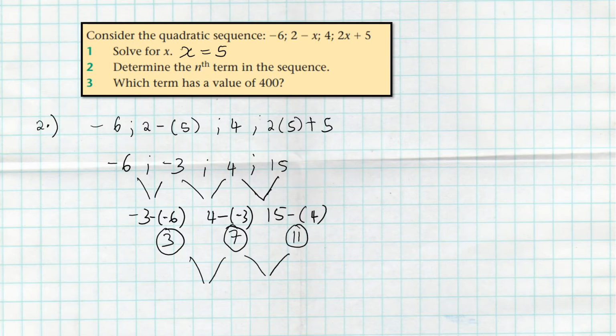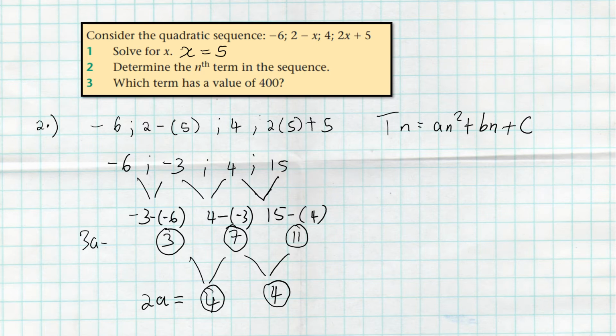Let's get our second difference. 7 minus 3 is 4. 11 minus 7 is also 4. So this is our second difference, and we can see that our second difference is constant, or is the same. Okay, so how do we get our Tn? You know that Tn is equal to an squared plus bn plus c, right? Okay, so to get our a, we say 2a is equal to the second constant difference.